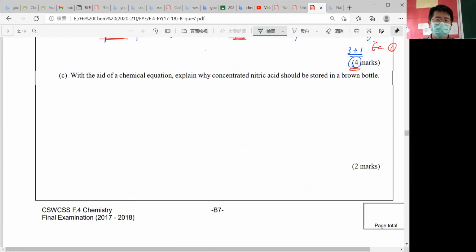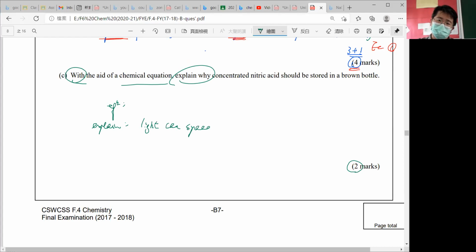With the chemical equation, two marks: of course the equation should be one mark, and explain why. The explanation will have this. Okay, so what is that? Light can speed up the decomposition of nitric acid. So we have got this. So what is the product?